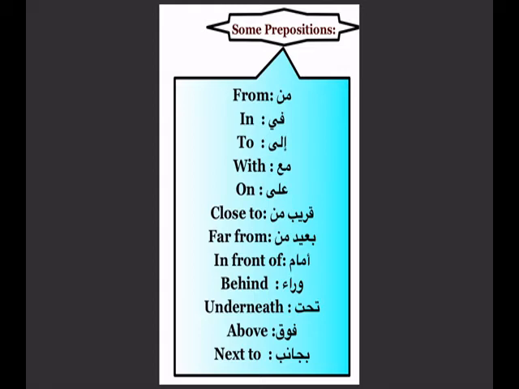Min, from, fi, in, ila, to, ma, with, ala, on, qaribun min, close to, ba'idun min, far from, amama, in front of, wara'a, behind, khalfa, behind, tahta, underneath, fawqa, above, bijanibi, next to. So with the help of these prepositions, we'll form some more nominal sentences. Jumal ismiya. The first part, the first noun, is al-mubtada, and the further part that is formed with a preposition and some other nouns would be al-khabar, the predicate.